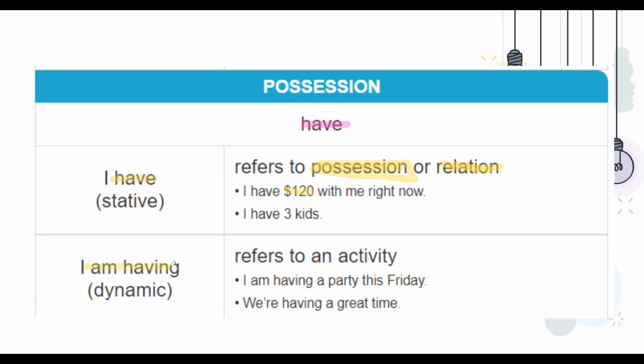Or I am having refers to an activity, but it's very specific with certain phrases, like I'm having a party this Friday, or we're having a great time. So it's only used with certain expressions. You could also use it with food. I'm having lunch right now, or I'm having dinner with my family later. Okay, so it definitely changes the meaning of the verb.